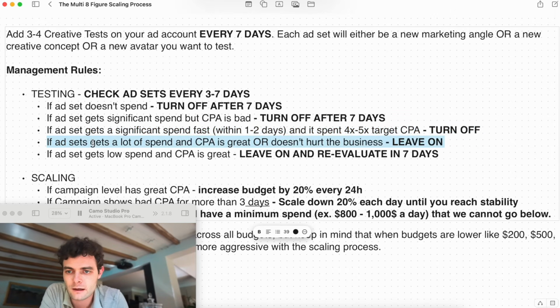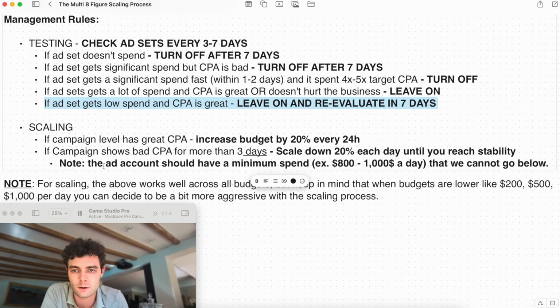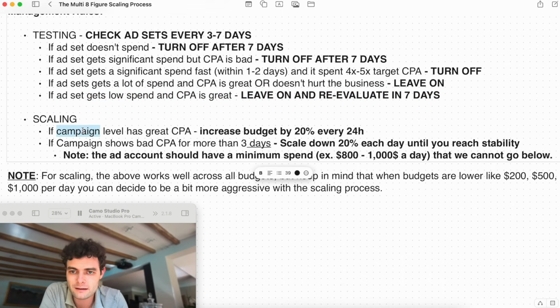Okay. Next, if your ad set gets a lot of spend and the CPA is great or doesn't hurt the business, leave it on, right? Or you can scale it, and I'll talk about scaling later. If your ad set gets low spend and the CPA is great on the other side, so you know those ad sets where maybe you're spending $1,000 a day, they only spend like $50 or maybe $100, but they're profitable, just leave it on and reevaluate in 7 days. If the ad set is just stagnant and after 7 days it loses performance, then you can reevaluate, okay, and go from there. For scaling, if the campaign level has great CPA, increase the budget by 20% every 24 hours.